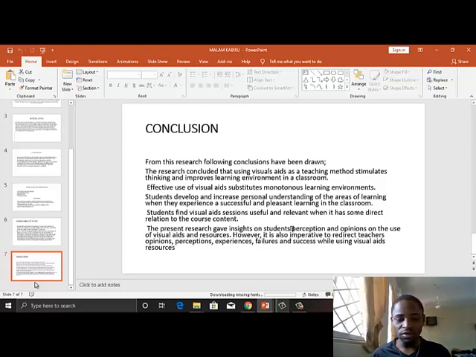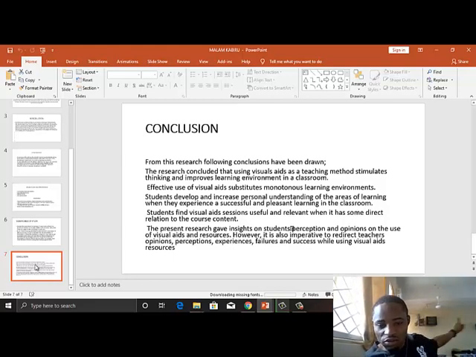As my conclusion says, from this research the following conclusions have been drawn. The research concludes that using visual aids as a teaching method stimulates thinking and improves the learning environment in a classroom. Effective use of aids monitors the learning environment. Students developed and increased personal understanding of areas of learning when they experienced successful, pleasant learning in the classroom.